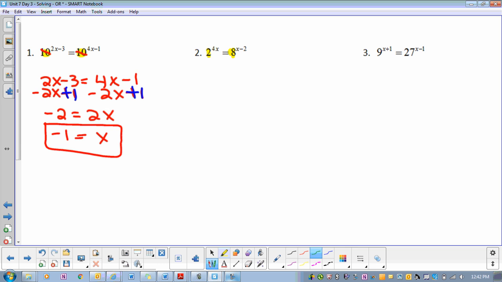So you have to think to yourself, I have 2 to the 4x. Now that 8, let's think about 8. Is there any way that I can get 2 to be the base and make it like 2 to the something power so that I can get 8? 3. That's how you make the bases the same. You can't just say, I'm going to multiply it by 4, because we need to change the base to an exponent.